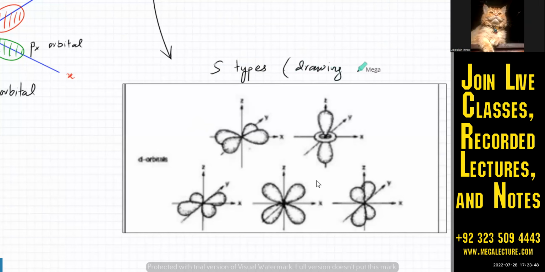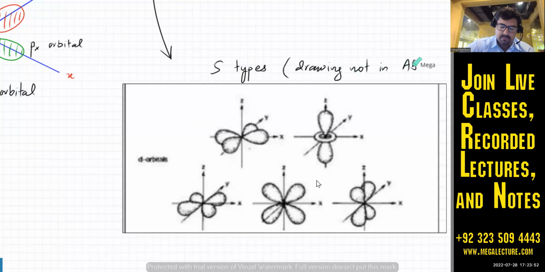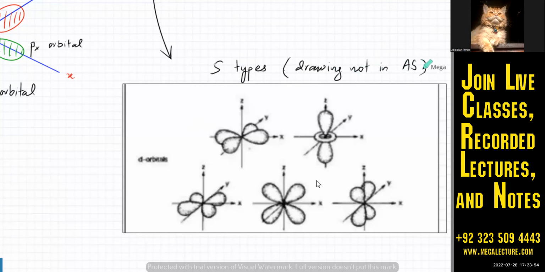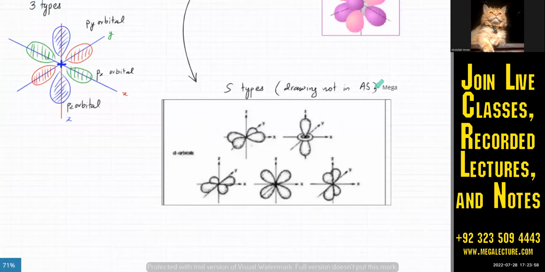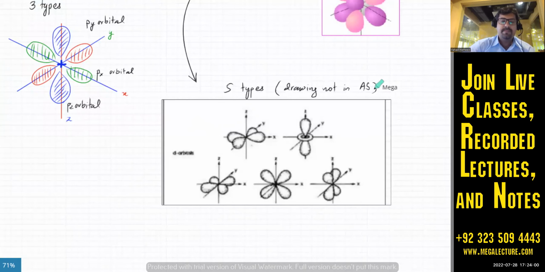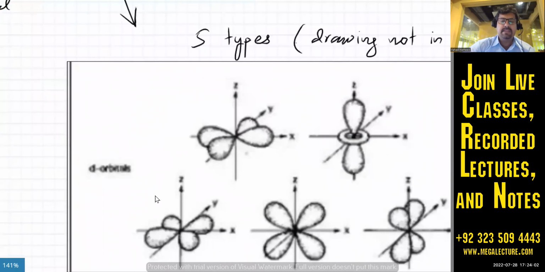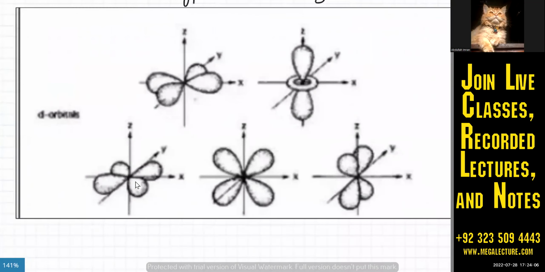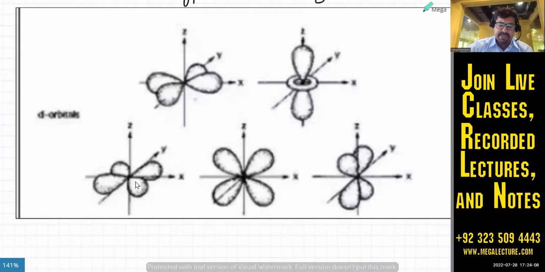So, sir, there are 5 types of d orbitals. So there must also be, for example, dx orbital, just like p orbitals. Yes, their naming is similar, but since they're in different planes, I'm going to tell you their names are slightly different. This one is known as dx square minus y square.